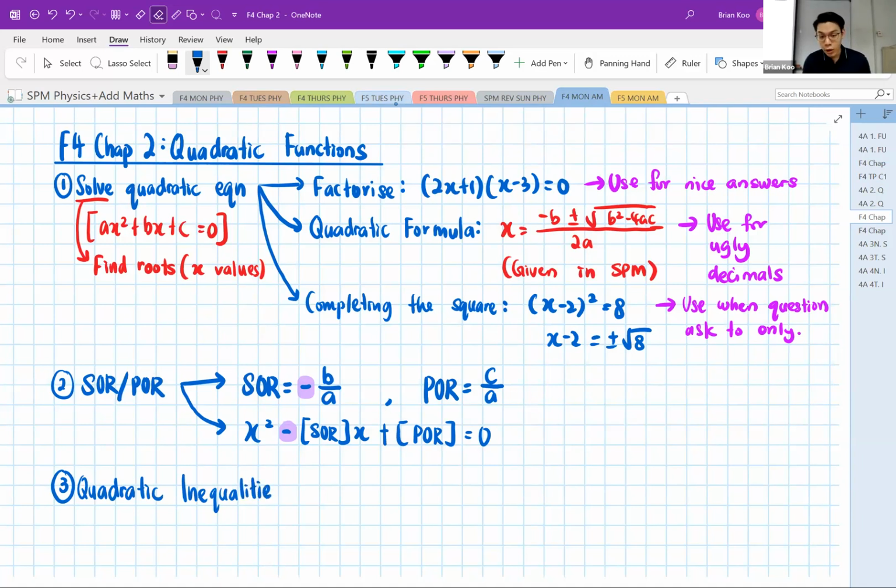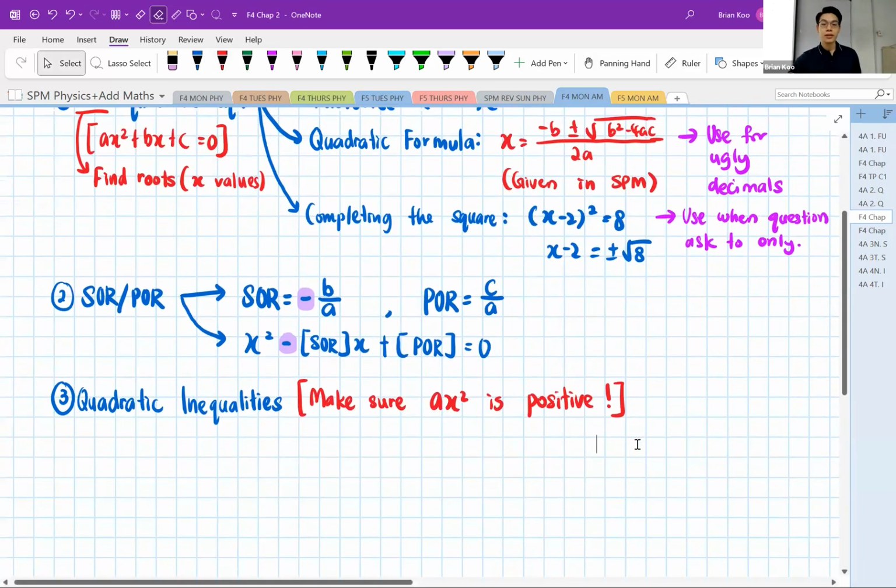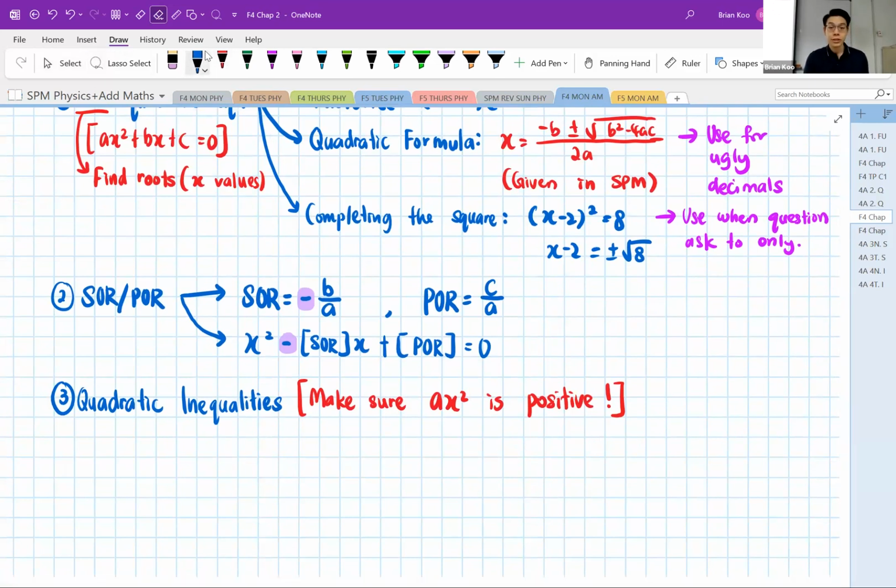Now, quadratic inequalities is the next thing you learn. But there's something you want to make sure of. You want to make sure your ax squared is positive before you type in your calculator. So this one, I will split it up into 3 columns like that. So you just estimate your space.